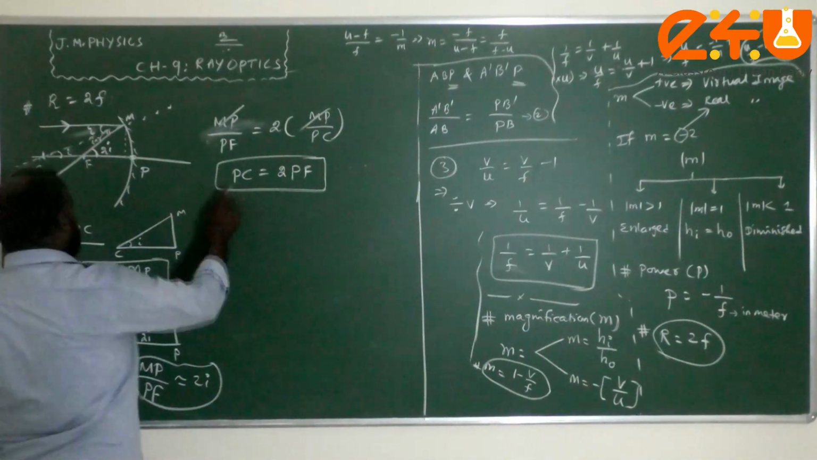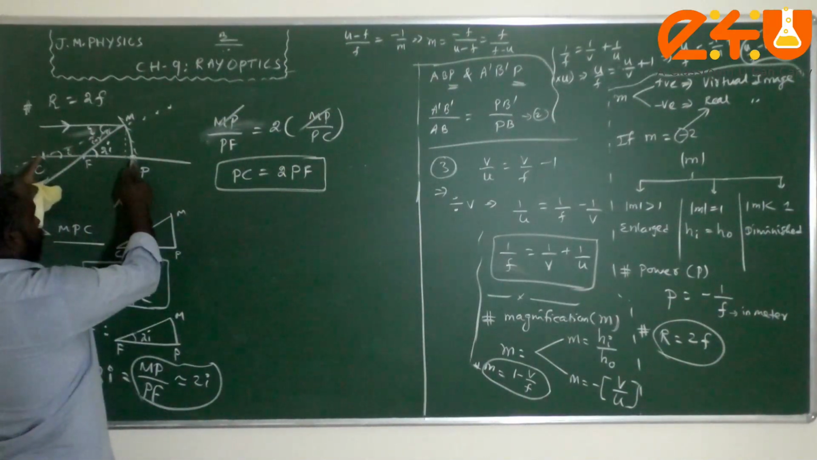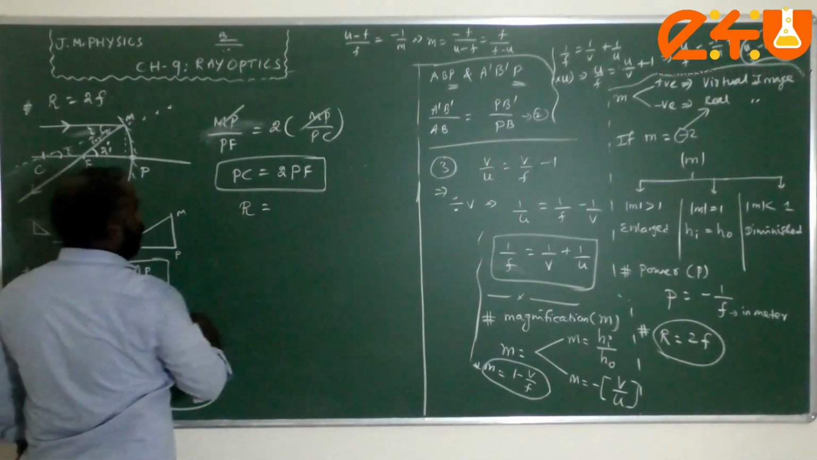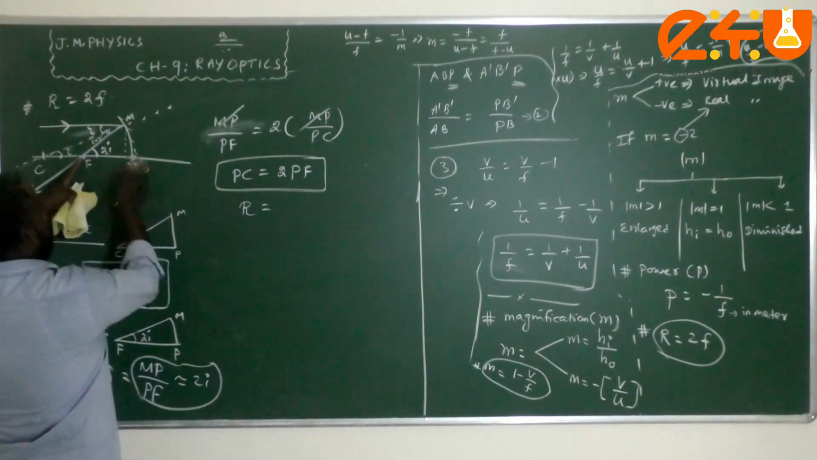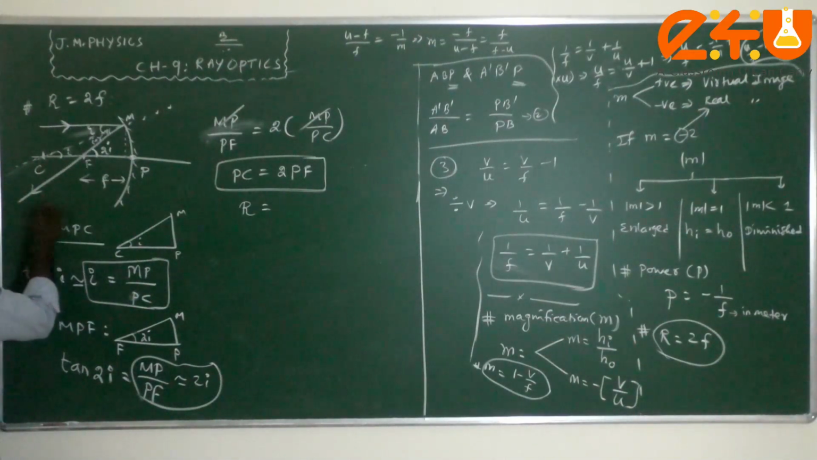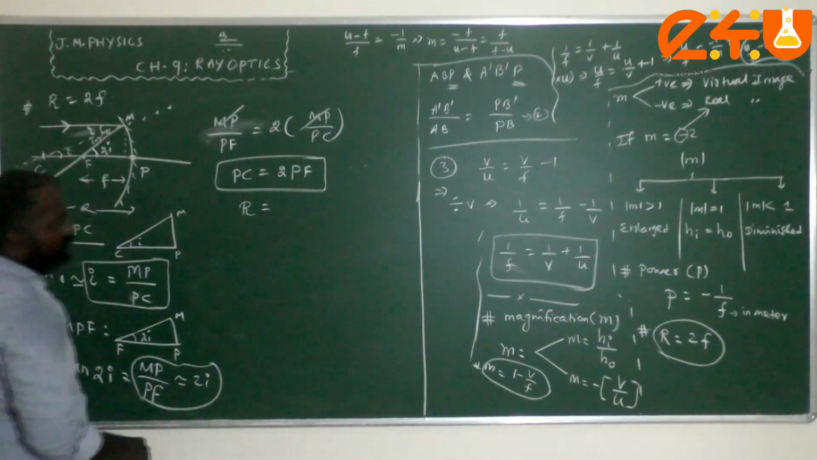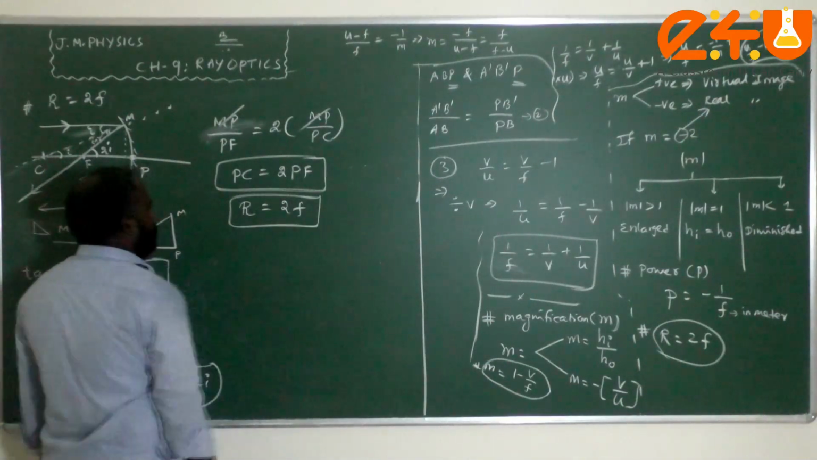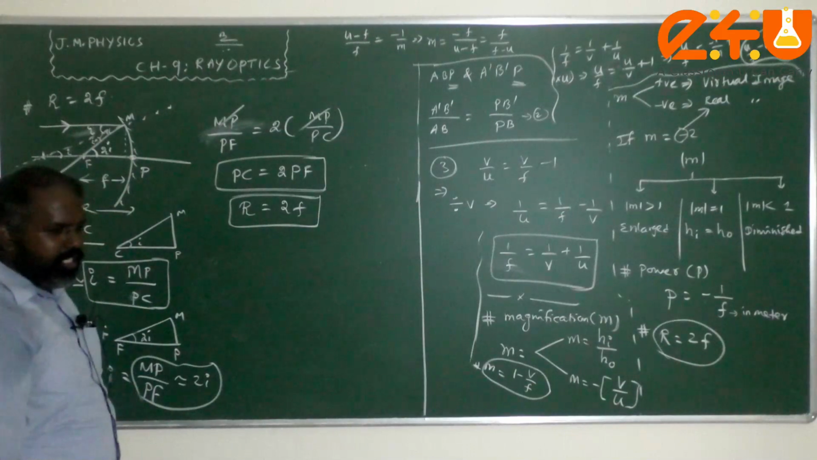PC is nothing but the radius of curvature, as we discussed earlier. Therefore R is equal to 2 times PF, where PF is the focal length. So R is equal to 2F. This is the equation where I am not using any sign convention.